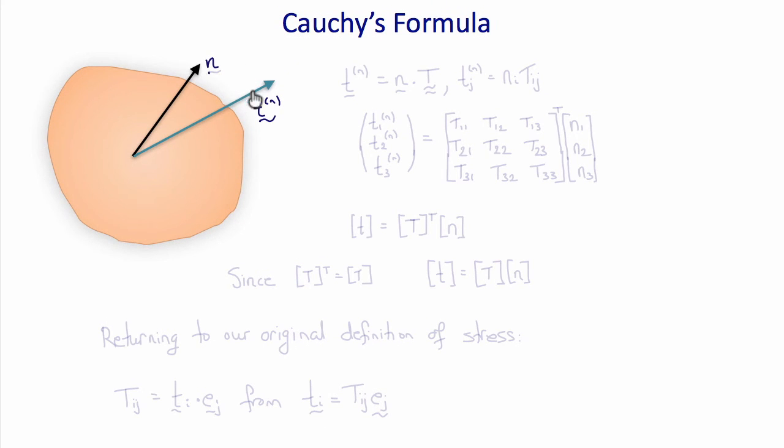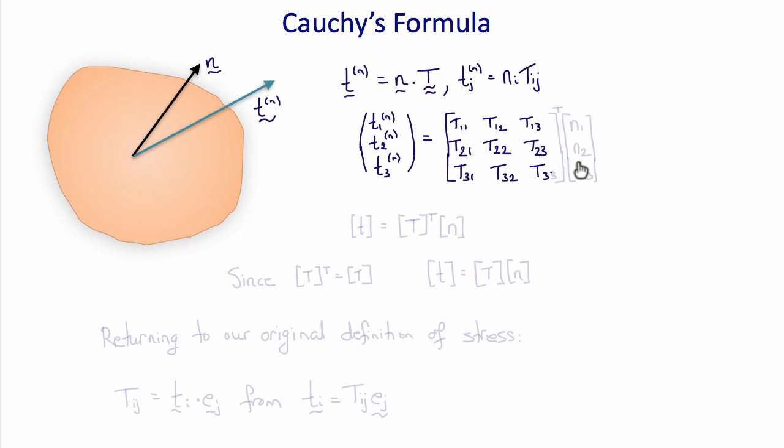So in summary, Cauchy's formula defines the stress in terms of the traction acting on the surface with unit normal n, such that T superscript n equals n dot T, or the jth component of T equals the ith component of n times the ijth component of the stress tensor. This is called Cauchy's formula, and the stress defined this way is called the Cauchy stress tensor. If we were to write this out in matrix notation, we would say that the three components of the traction vector acting on the surface with unit normal n is equal to the nine components of the stress tensor times the unit normal vector.